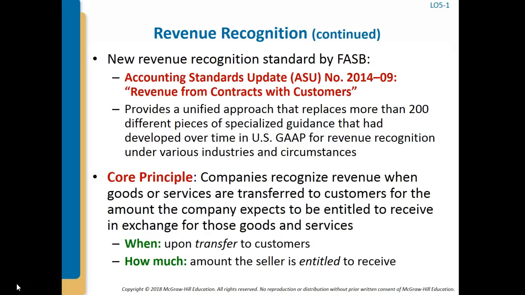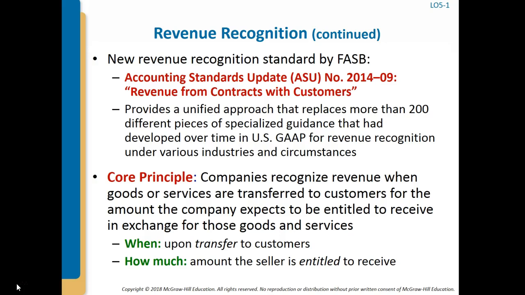The FASB and IASB worked together to develop a new revenue recognition standard, which the FASB has issued as Accounting Standards Update ASU 2014-9, Revenue from Contracts with Customers. The IFRS version is IFRS number 15. The ASU provides a unified approach for revenue recognition that replaces more than 200 different pieces of specialized guidance that had developed over time in U.S. GAAP for revenue recognition under various industries and circumstances.